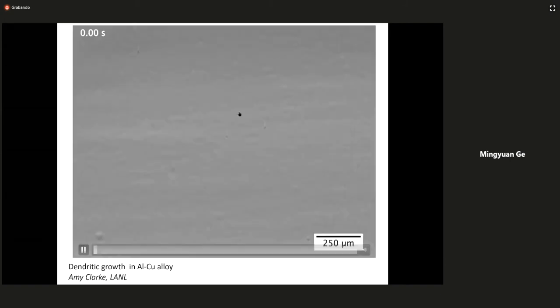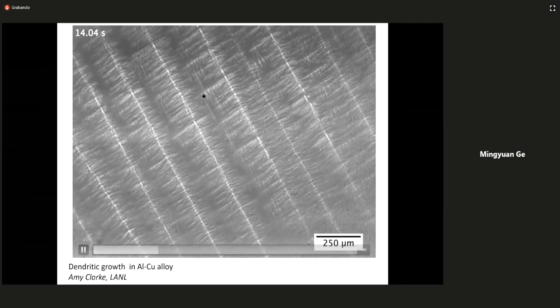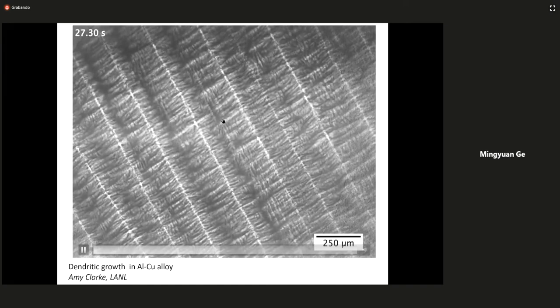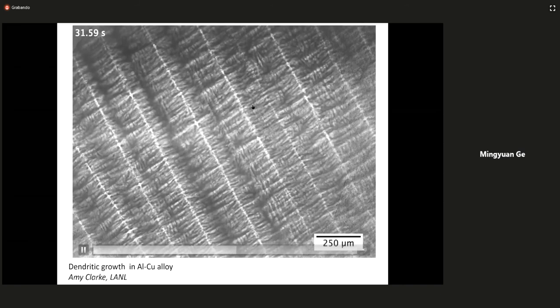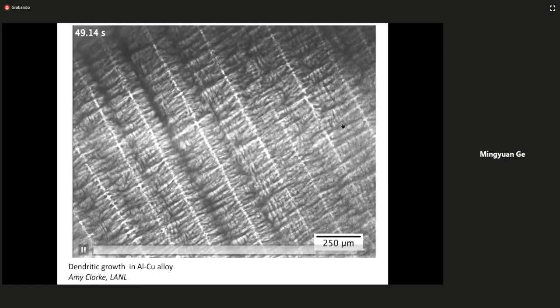And next one is another animation, of the dendritic growth, the propagation. You can see the dendrite become larger and thicker when the temperature further goes down. Okay. Almost finished.